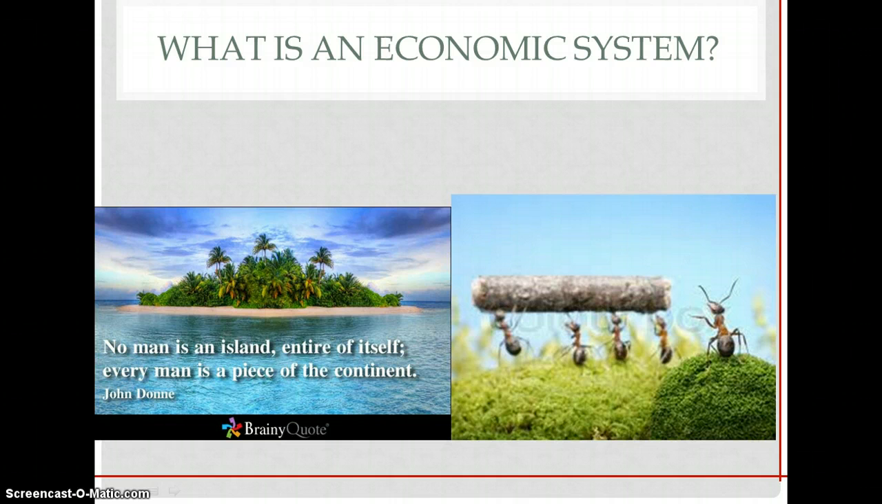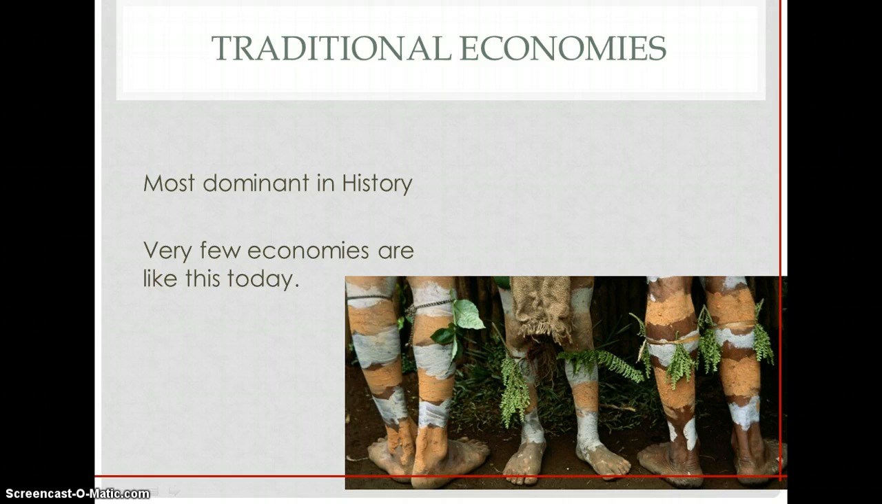So an economic system, what is it? An economic system is a group of people living together, deciding how they are going to distribute the goods and services that they have. We're going to start off with our first one, which is traditional economies. These have been the most dominant in human history. Traditional economies is pretty much how we all started. Write this down. I'm going to talk about it a bit more in the next lecture. Most of human history, we as a people have had traditional economies. However, they're very rare today, and we're going to explain how that works a little more in our next lecture.